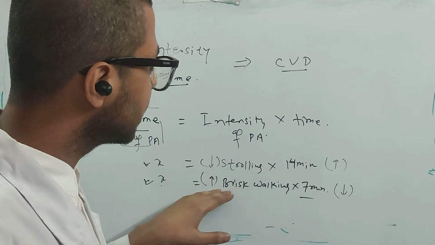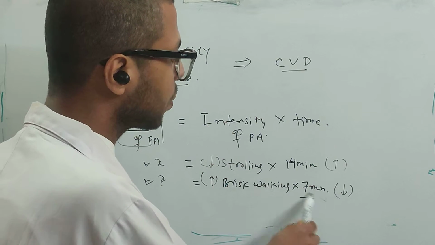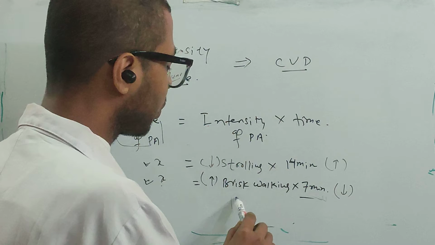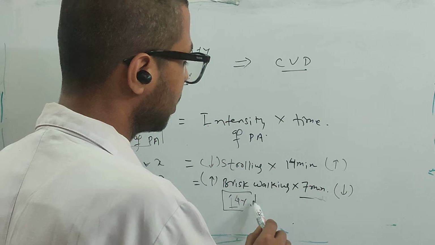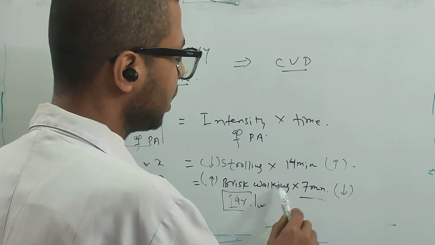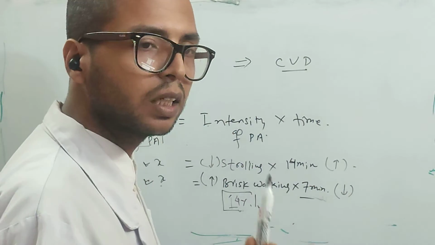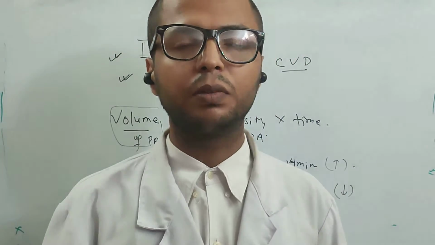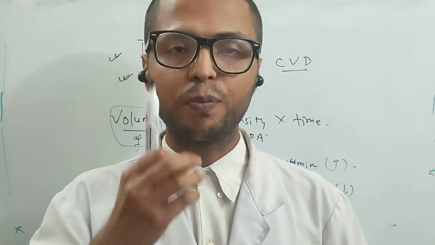They found that the people who do only 7 minutes of brisk walking, compared to strolling for 14 minutes, have a 14% reduction in cardiovascular disease. So less time is devoted to physical activity, but there is more reduction in cardiovascular disease. This is one of the major highlights of the study, and the authors have demonstrated it objectively.